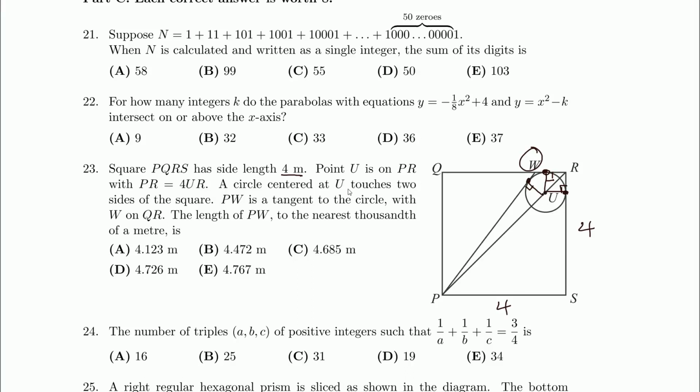Side length is 4 meters, sure. Point U is on PR. So 4 times UR is PR. Well, PR is 4 times root 2. So UR has got to just be root 2. And that means that each of those radii is 1. There's no way around that.